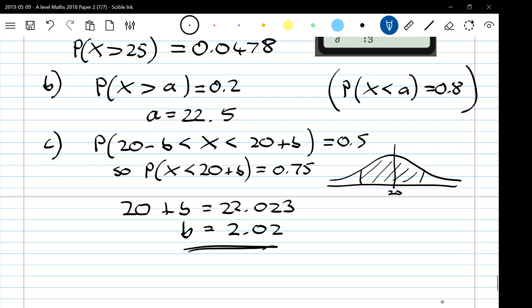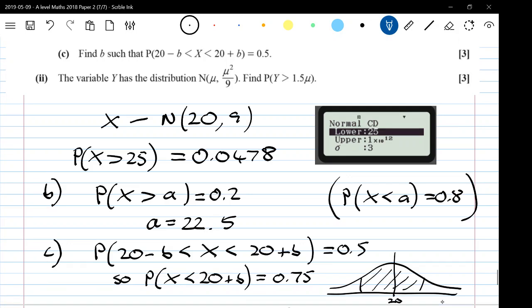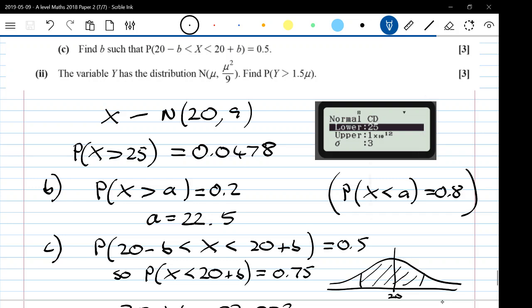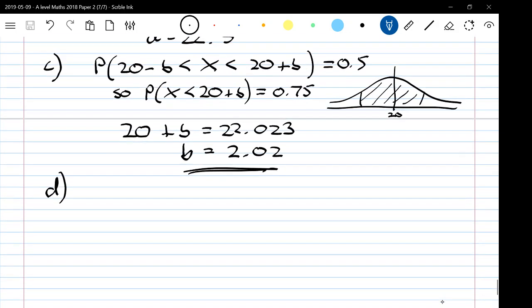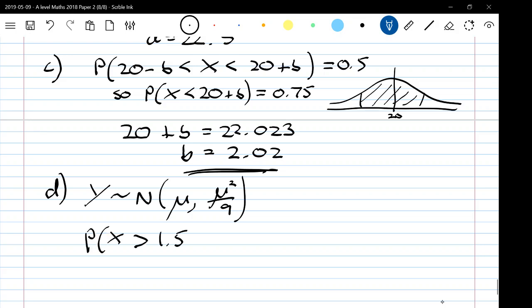Right, now we're on to part D, and part D was a little bit more tricky. The variable y has distribution N(mu, mu squared over 9). Find the probability that y is greater than 1.5 mu.